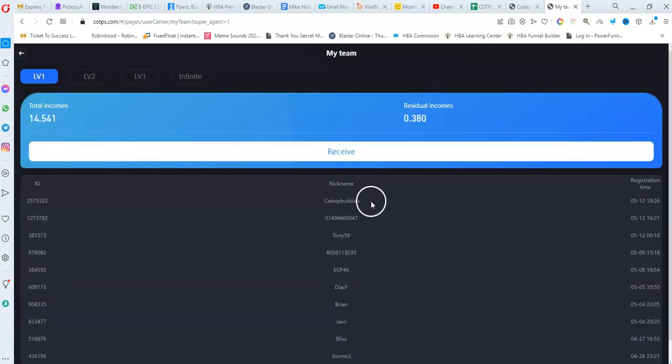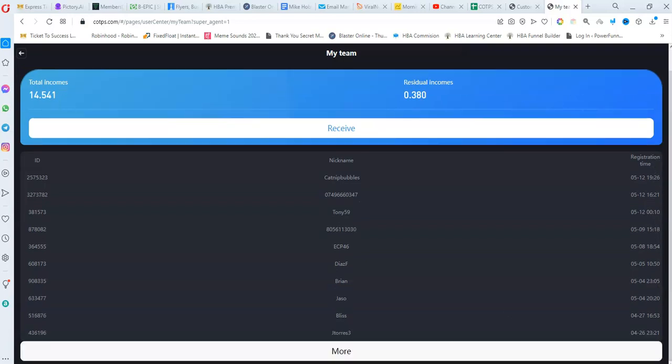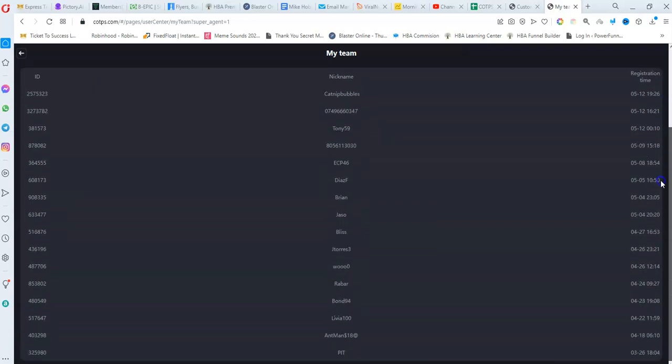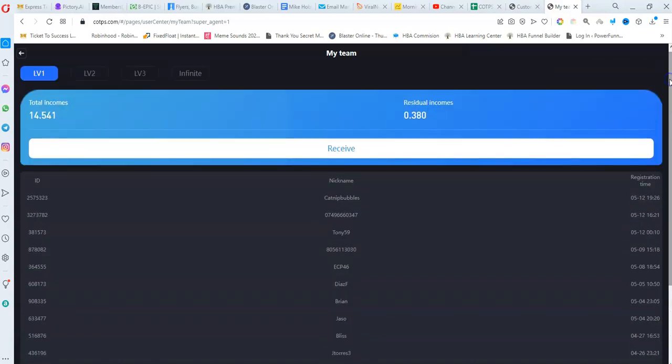These are the people who joined. It shows the date that they joined. These three people joined yesterday, then the 9th, the 8th, the 5th, the 4th. And you can join for free. So this is all I have on the first leg. The first leg is people who just joined under me. The people who joined under them would be on the next leg. This is my residual that I earned from those that have decided to join right here.